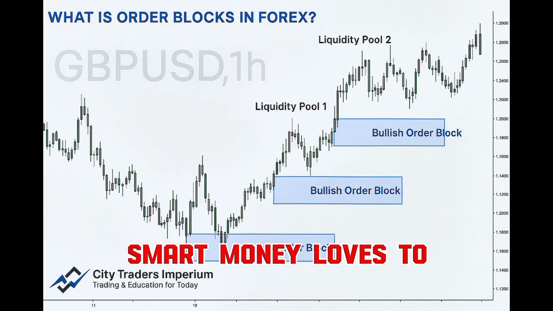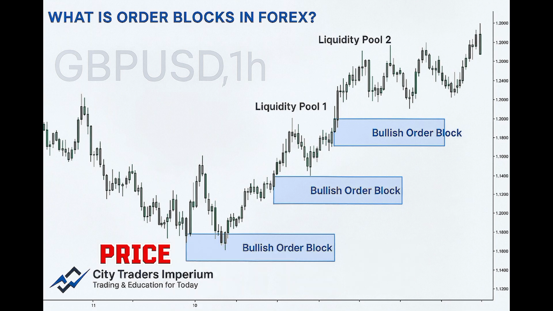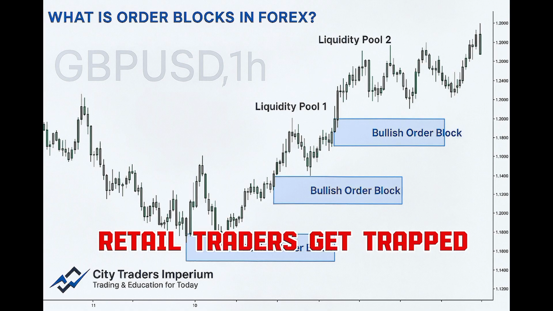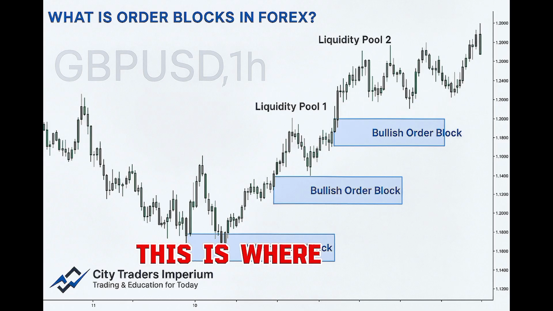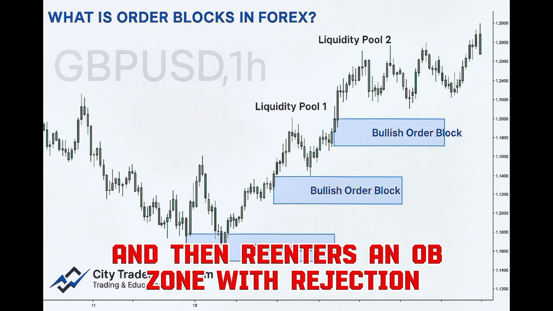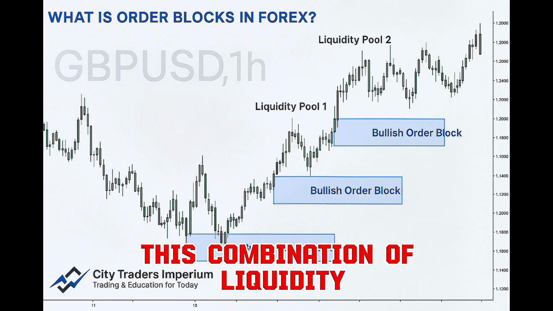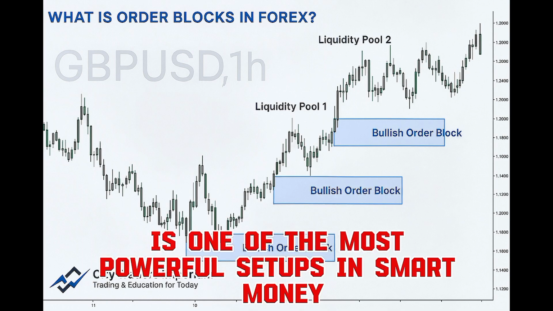Smart money loves to manipulate price with liquidity grabs. Before a real move, price often spikes above a recent high or below a recent low to hit stop losses. Retail traders get trapped, and then the market reverses right from an order block. This is where the OB strategy shines. When price sweeps liquidity and then re-enters an OB zone with rejection, it's a high-confidence entry. This combination of liquidity grab and OB reaction is one of the most powerful setups in smart money trading.